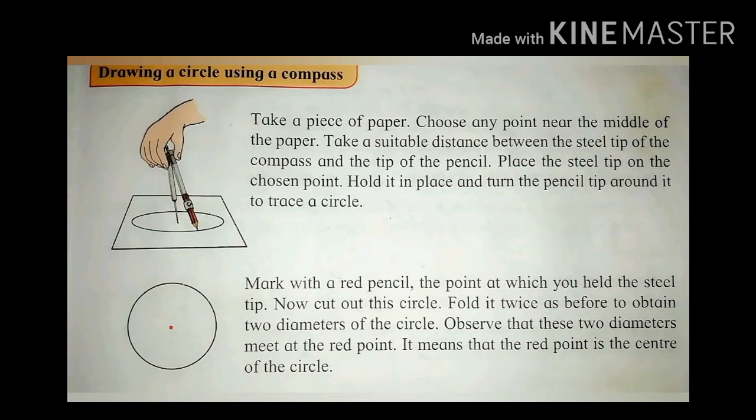Now you observe the circle. This is an exercise you can do. You make a circle with the compass, you get a proper circle. Mark the center of the circle with the red pen. Then you fold the circle, you get two diameters. Observe these two diameters which meet at the red point. That means the red point is the center of the circle.